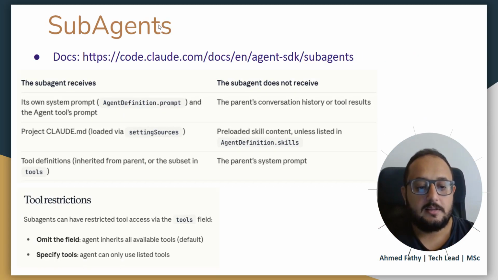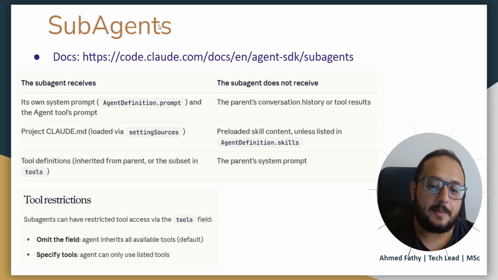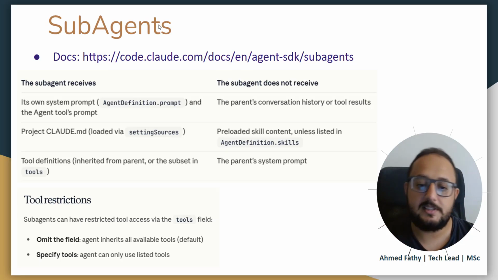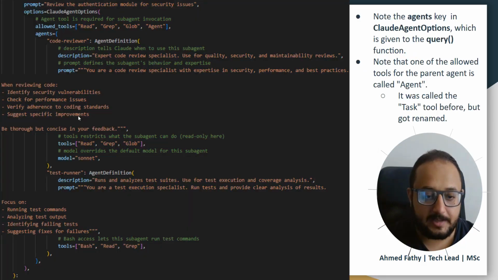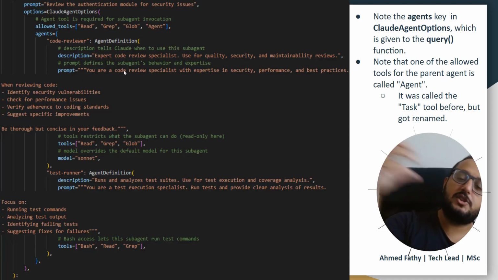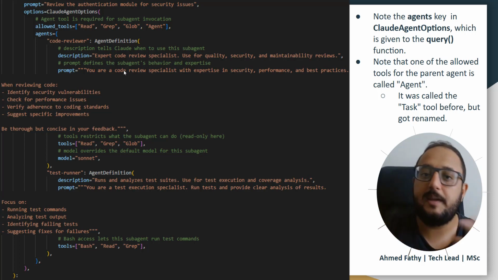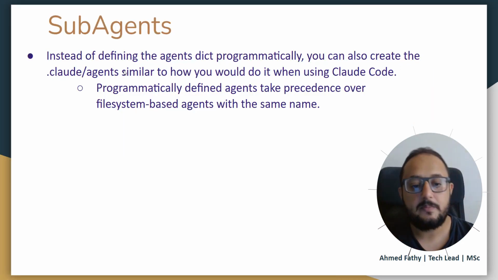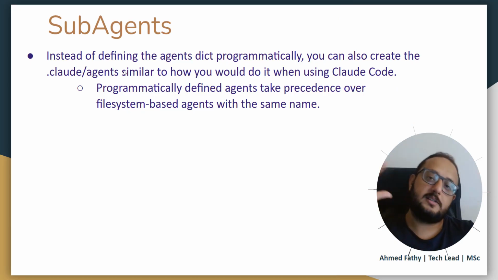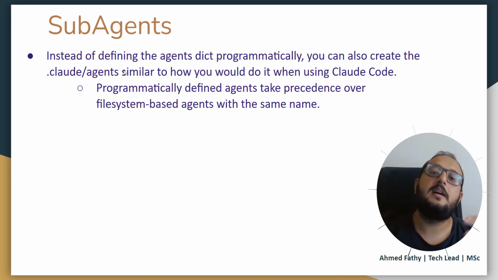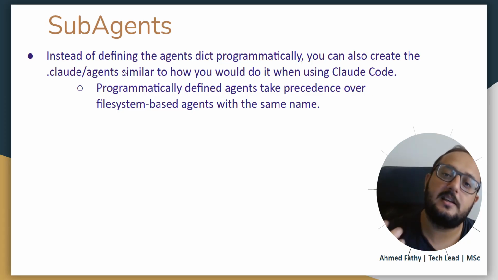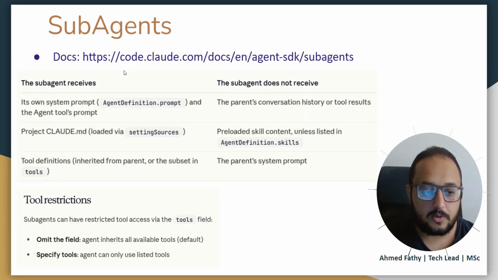Okay. So again, this is a comparison of what the sub-agent receives versus does not receive, from the documentation directly. The sub-agent receives its own system prompt, agent definition.prompt, and the agent tools prompt. If you see here, this prompt right here is injected into the sub-agent's prompt. So this is the sub-agent's prompt. And also the main agent, or the orchestrator agent, will append some stuff to the prompt, asking it to do exactly what it wants it to do. Okay, so it receives that.